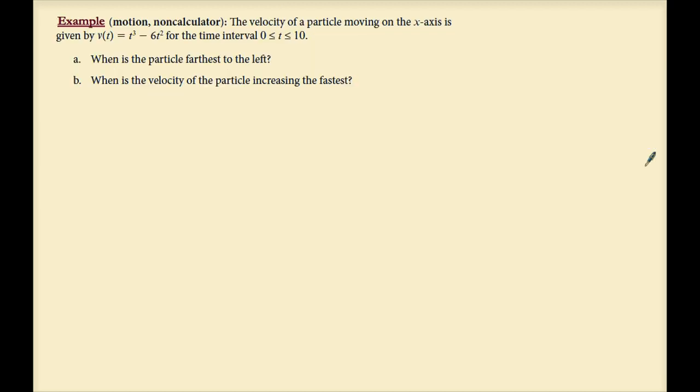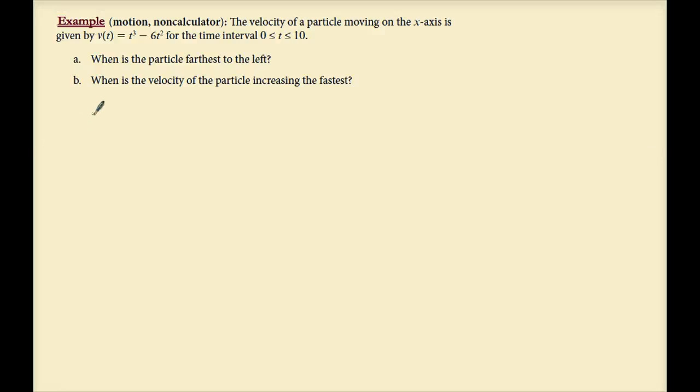Here we have a non-calculator example involving motion. The velocity of a particle moving on the x-axis is given by v of t equals t cubed minus 6t squared for the time interval 0 less than or equal to t less than or equal to 10. Letter A. When is the particle farthest to the left?